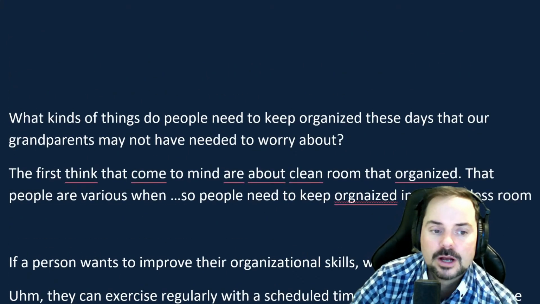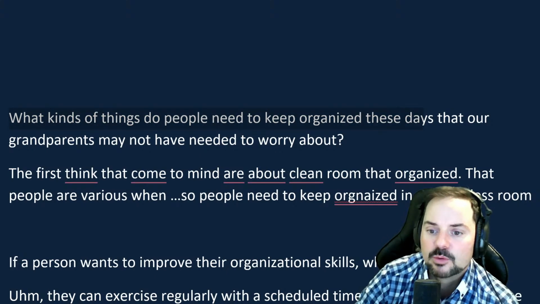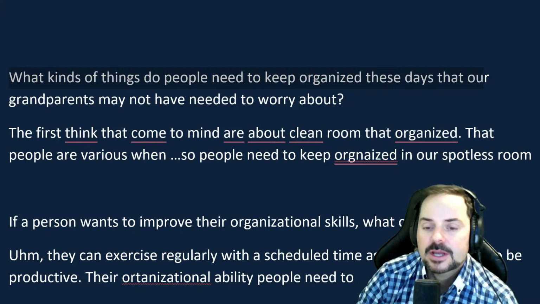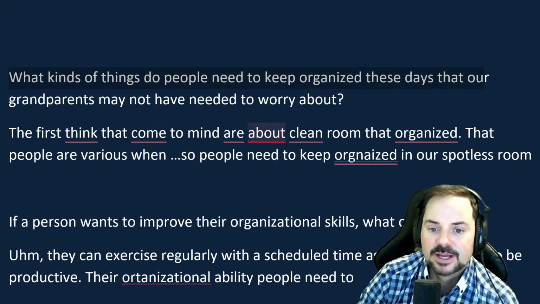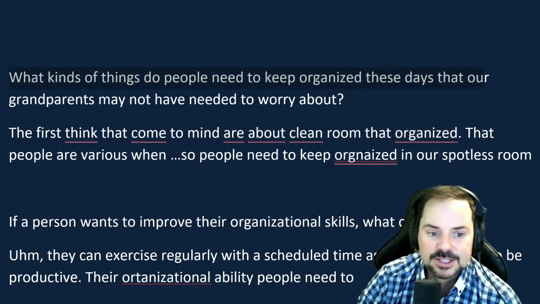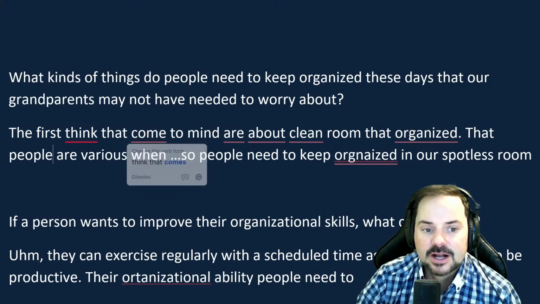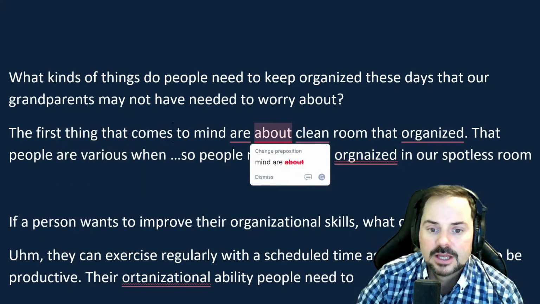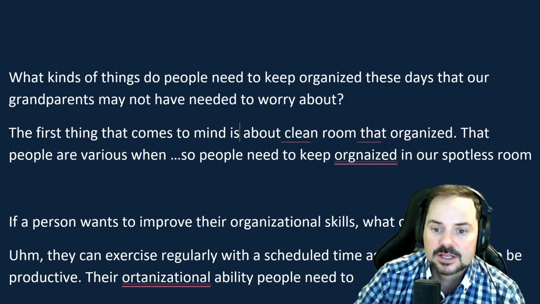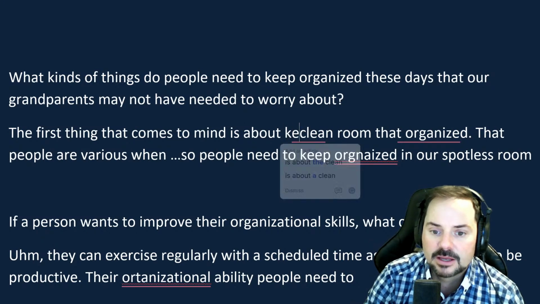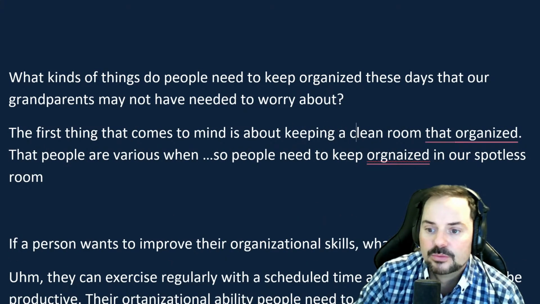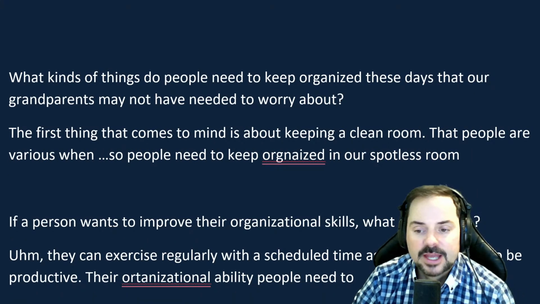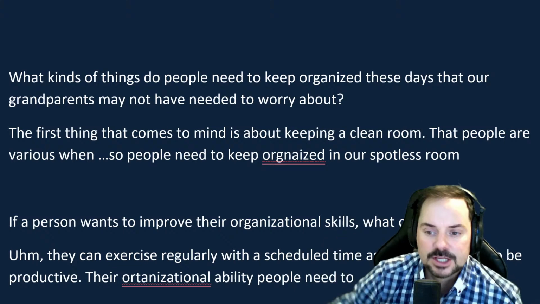Also, keep in mind some key points like technology. So I asked you this question: what kinds of things do people need to keep organized these days that our grandparents may not have needed to worry about? And you said, well, the first thing that comes to mind are about clean room that organized. So this is what I mean. The first thing that comes to mind is about keeping a clean room. And then that's clear language. So just the word order, word selection there.